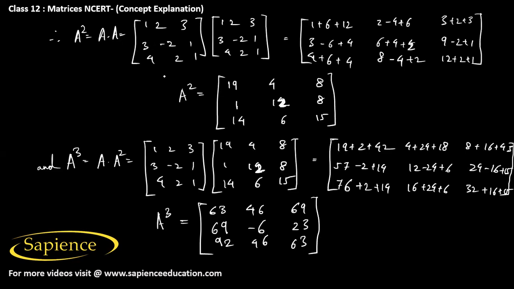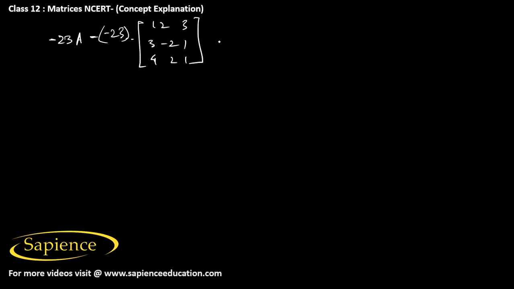So now minus 23A. That will be minus 23 into A. Now the matrix A is 1, 2, 3, 3, minus 2, 1, and 4, 2, 1. So therefore, this will be equal to minus 23, minus 46, minus 69, and then 3 threes are 9, 3 twos are 6, so minus 69.